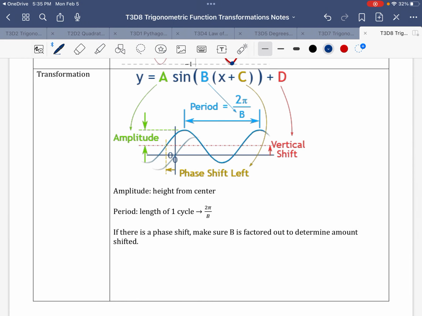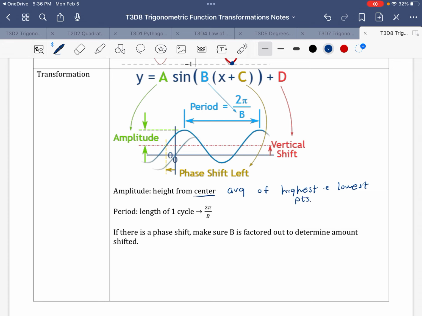Now, when we have our different transformations, our letters A, B, C, and D will represent different ways that our trigonometric function can change. So your amplitude is the height from the center. Now the tricky part about the amplitude is you have to figure out where the center is. So you can find the center by taking the average of the highest and lowest points.